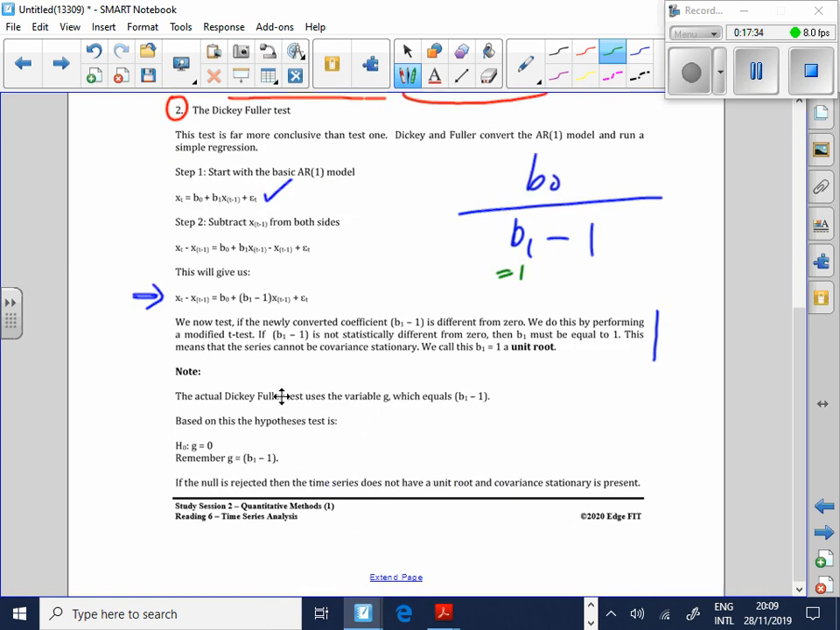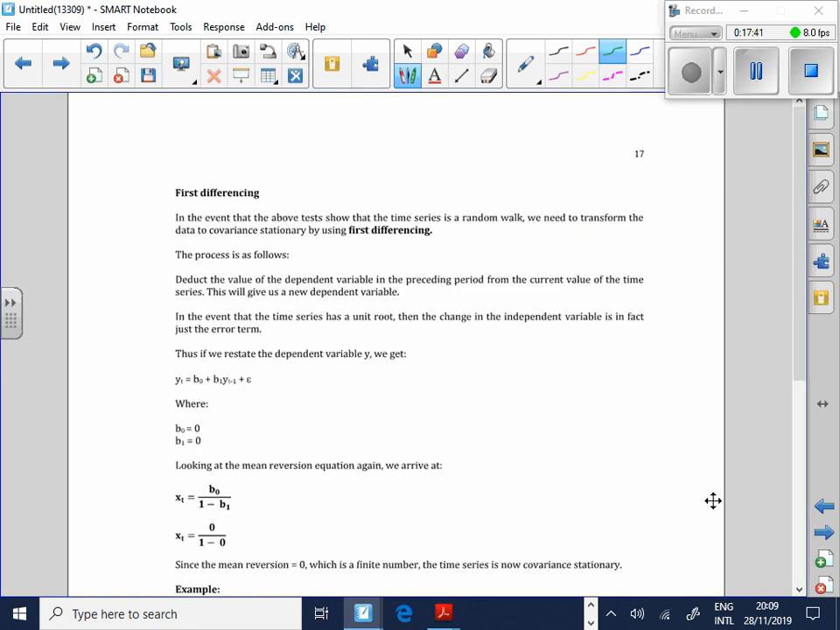Okay, and please don't spend a lot of time over here. I've given you a bit more detail on Dickey-Fuller. Don't spend time there.